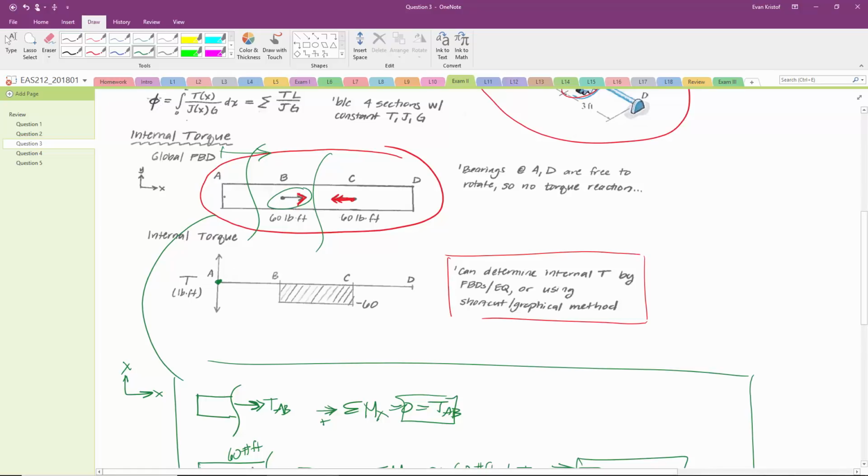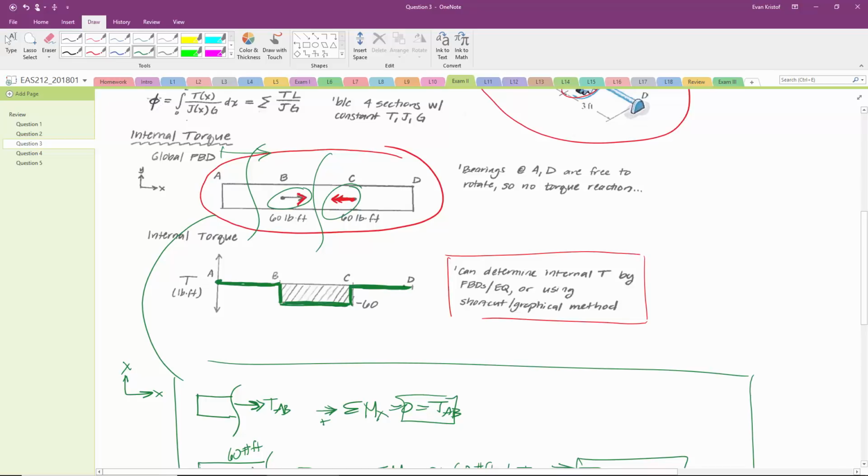So here I start at 0, there's no applied loads between A and B, and so it stays at 0. As soon as I get to B, I have an externally applied torque of 60 pound-feet to the right, which means that I drop down 60. So I start out at 0, I drop down 60, now I'm at negative 60. Same thing, nothing happens between B and C, and so I stay at negative 60, and then as soon as I see an applied torque pointed to the left, it makes my internal torque diagram jump up, so I go from negative 60 plus 60 to 0, and then nothing happens between C and D. So that's how we do it graphically.